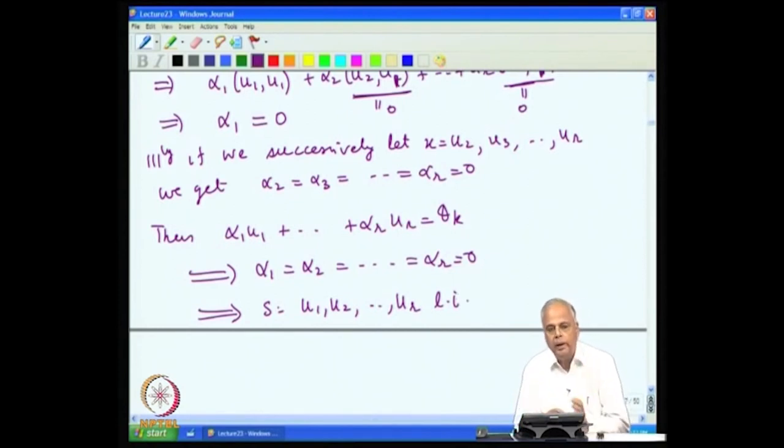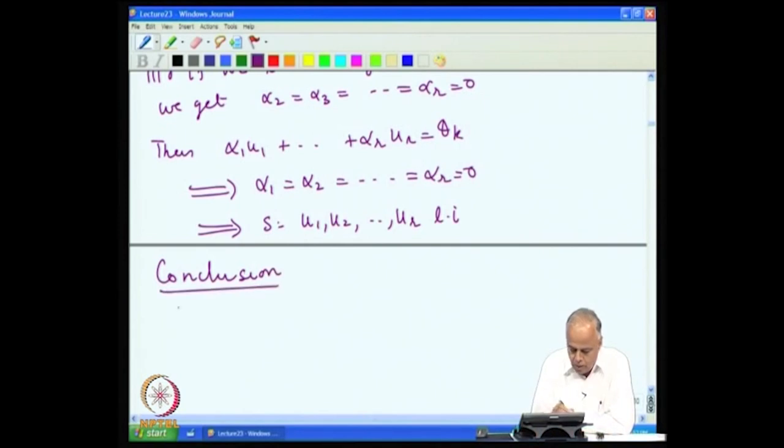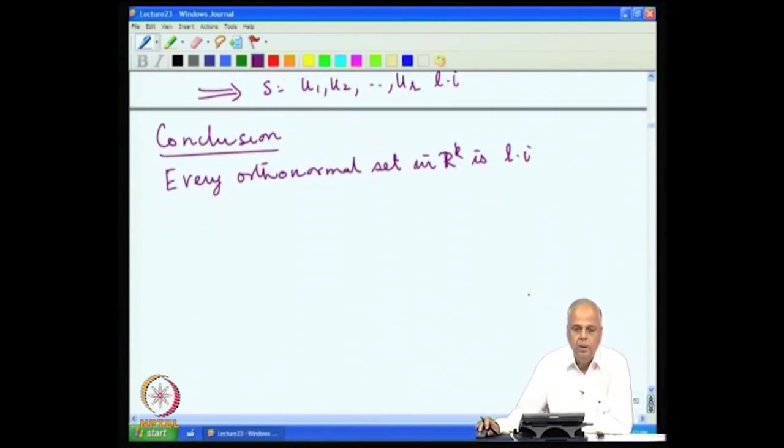So, what we have shown is that if you start with any orthonormal set, it is automatically forced to be linearly independent. Conclusion: every orthonormal set in R^k is linearly independent. That is a very important property of orthonormal sets.